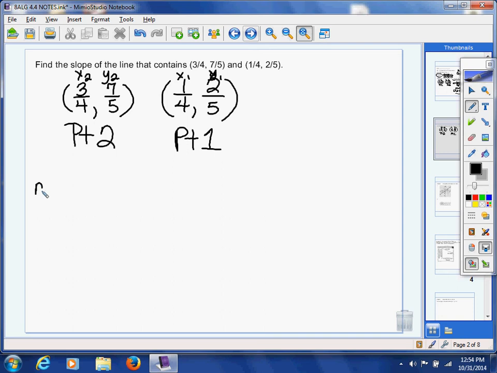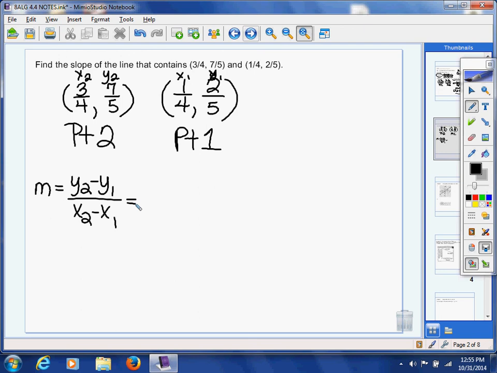We want to plug into our formula. So we're going to do y sub 2 minus y sub 1 over x sub 2 minus x sub 1. Now I'm saying this formula over and over again. I'm saying it out loud. I'm writing it. You do the same thing. That's how you memorize. It's going to stick in your mind. If you keep writing it and saying it, you're going to have it memorized before you know it.